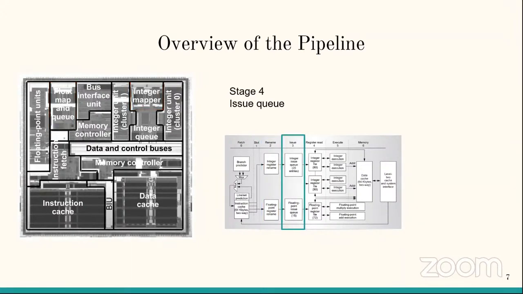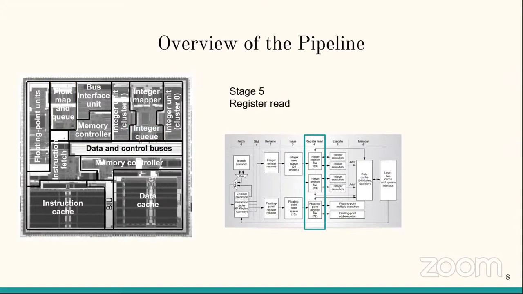Then the next part is the issue queue. So here, again, the most important things are the float map and queue for the floating point operations and the integer queue for the integer instructions. So here, basically, this part just puts the integer instructions in a queue and waits. And then there is the register read part, which basically loads the values from the registers. And again, the important parts are the float map and queue register for the floating point operations and the integer queue for the integer operations.